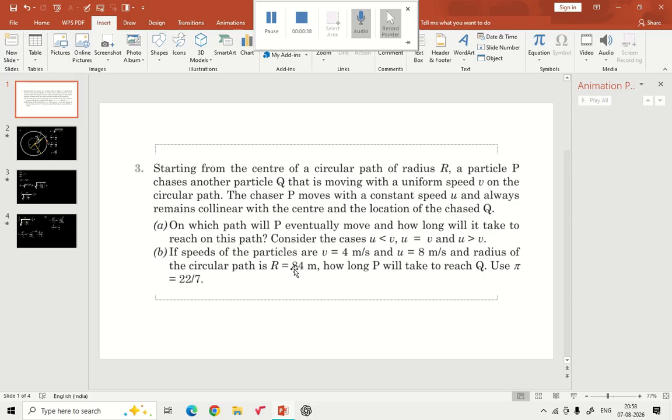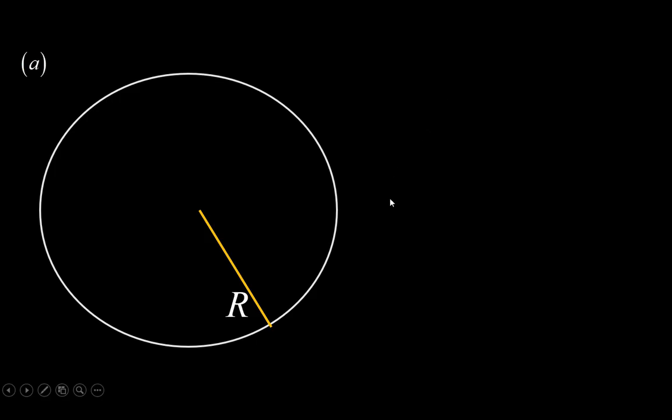Second part, if the speeds of the particles are given and the radius is also given, how long will P take to reach Q? Let's solve the question. So it's a circle of radius R on which a particle Q moves, and the initial position of Q is denoted as Q0. Q is moving with uniform speed v on the circle.